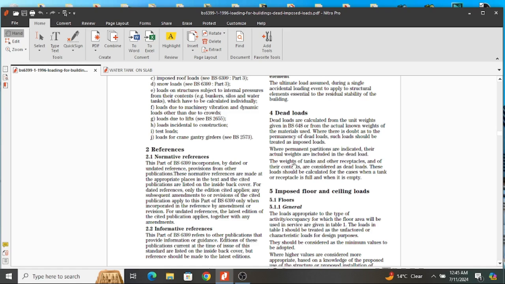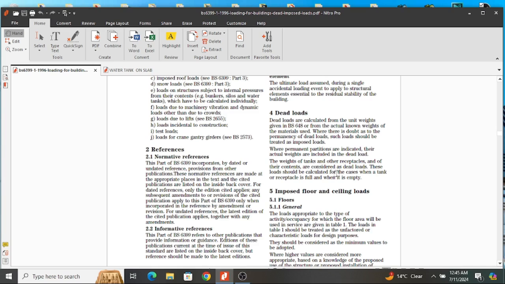Now next is where our concern is. The weight of tanks and other receptacles. What is a receptacle? A receptacle is simply an object that is used to hold something. So a tank is just an example of a receptacle. A receptacle could be a silo that is supposed to hold cereals and such. So the weight of that tank and other receptacles, if they exist, and of their contents are considered as dead loads. So it is the tank and its content, both are considered as dead loads.